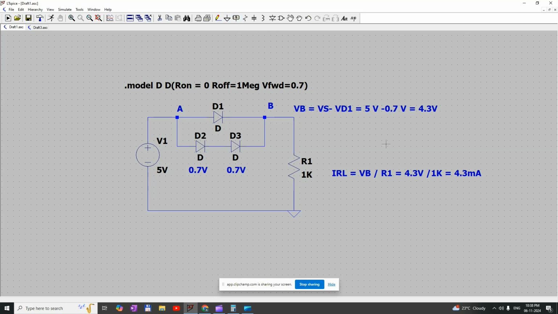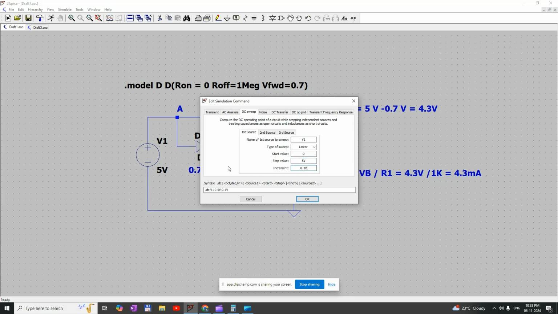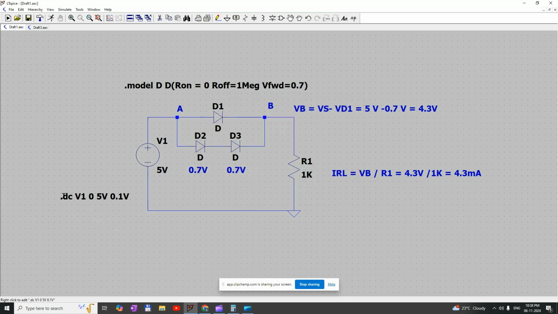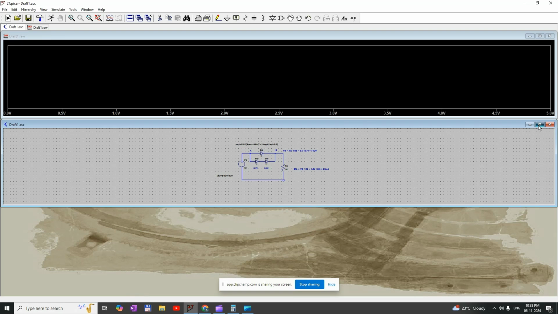Let us simulate the circuit. Initially I am considering a linear voltage variation. V1 will be from 0 volt to 5 volts with 0.1 volt variation. Okay. Now we will simulate the circuit and we will find the behavior of the diode.